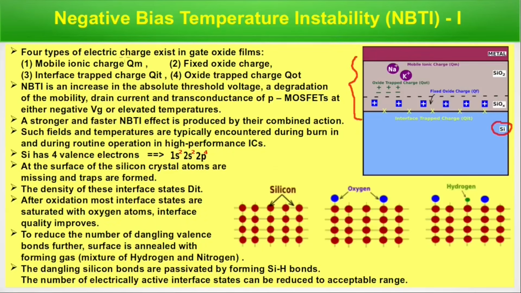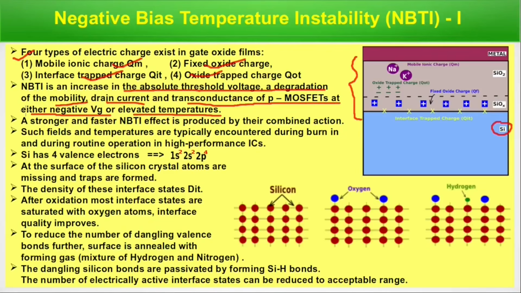Four types of electric charge exist in gate oxide films. We need to know that because these charges play a very important role in this phenomenon. Mobile ionic charge QM, fixed oxide charge, interface trapped charge, and oxide trapped charge. NBTI is an increase in the absolute threshold voltage, and a degradation of the mobility, drain current and transconductance of PMOSFETs under either negative VG or elevated temperature. Due to NBTI, a bunch of parameter degradations happen in a MOSFET: mobility, drain current, transconductance, threshold voltage. These are some important parameters related to a MOSFET.